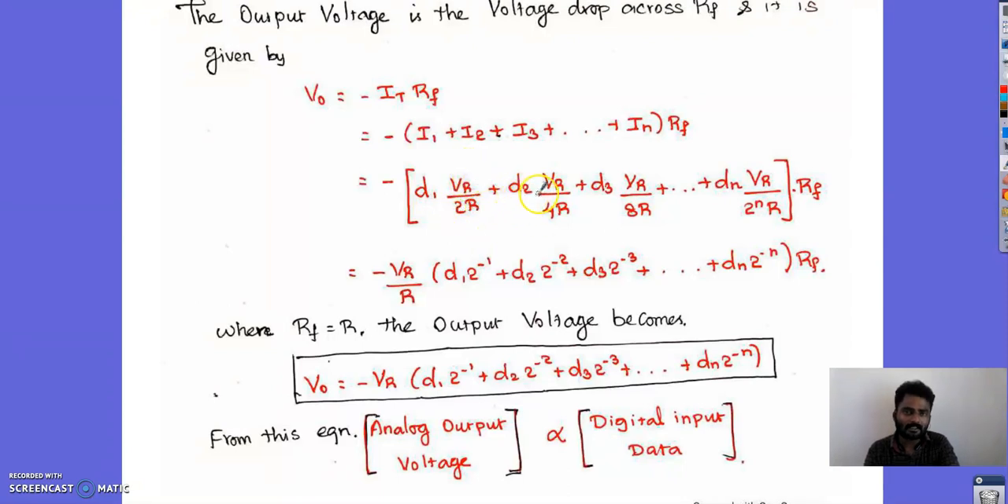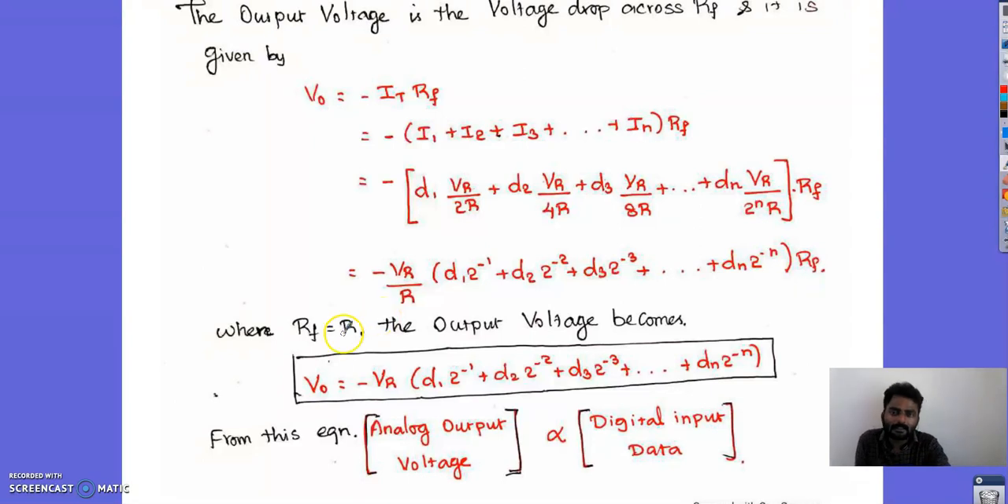and D plus D2. Similarly, for other currents, we have substituted the values, up to n values. So we are taking VR by R as common, and your equation becomes like this. That is minus VR divided by R into d1 into 2 power minus 1 plus d2 into 2 power minus 2 plus d3 into 2 power minus 3 plus etc. up to dn into 2 power n into your feedback resistance.